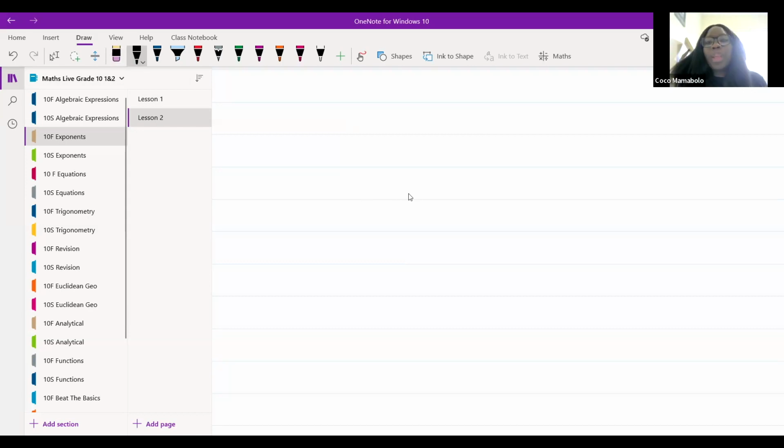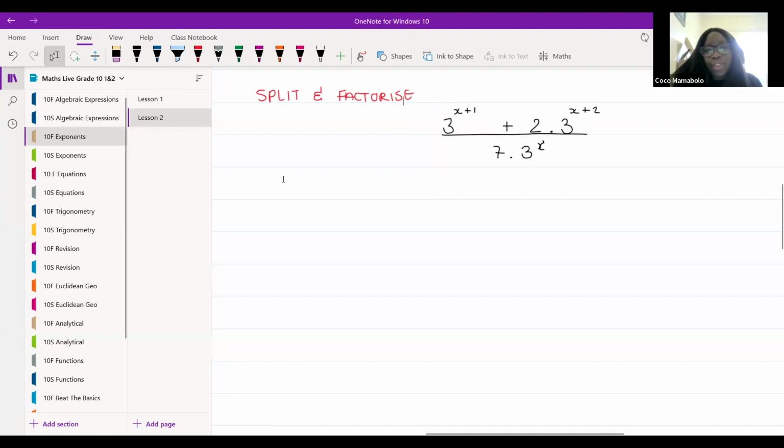Let's try this one. 3 to the power of x plus 1 plus 2 times 3 to the power of x plus 2 over 7 times 3 to the power of x. All right, so I know that I can't just cancel everywhere because there's a plus in the middle. So my instruction is I have to split and factorize. I must split and factorize. All right, so let's try split and factorize.